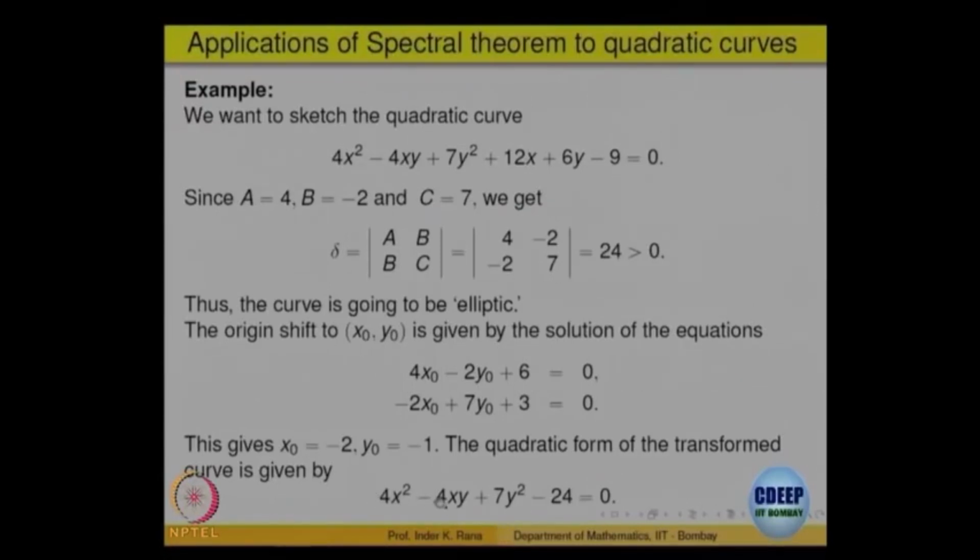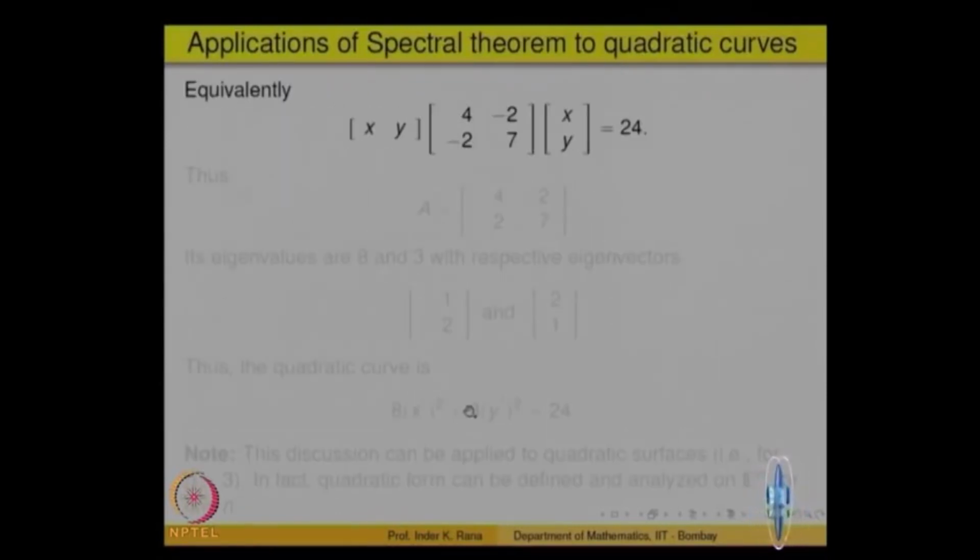This is A, this is 2b, and that is equal to C. So, write down the matrix. So, that is a matrix. So, we want [x y] applied to this [x y] equal to 24. That is the canonical form written as matrix multiplication. So, this is the matrix A.